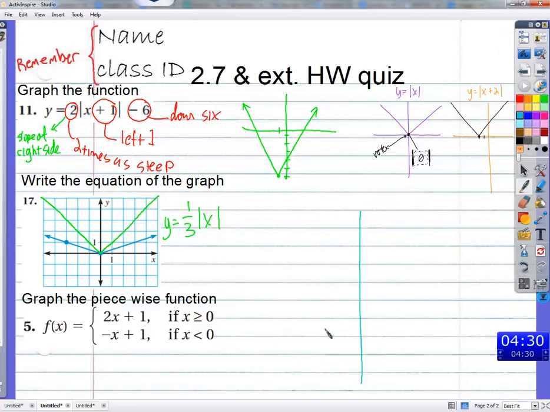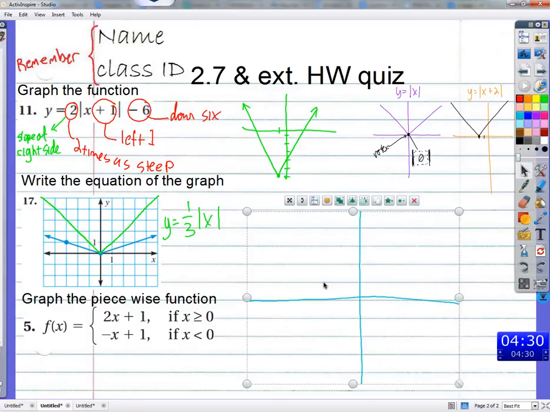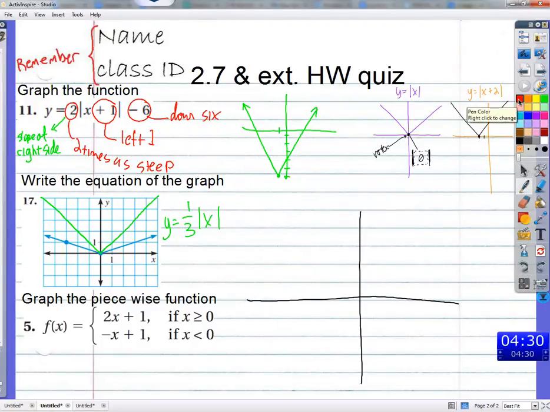Let's say that I was attempting to graph this piecewise function. And I just walked up and said, all right, 2x plus 1, y-intercept of 1, and a slope of 2, so I go up 2 and over 1, and I just graph it.